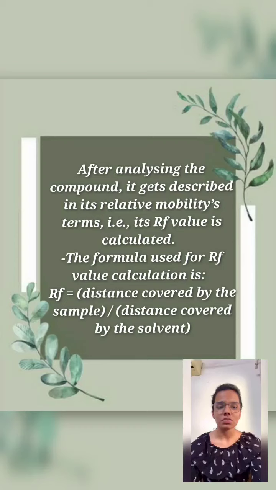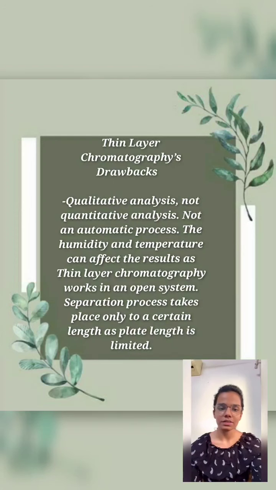This value changes for each compound even under the same circumstances. Usually, relative RF comes into use here because keeping all the TLC factors constant may not be possible. These aspects include adsorbent temperature, adsorbent thickness, spotted materials amount, and solvent system. The formula used for RF value calculation is RF is equal to distance covered by the sample divided by distance covered by the solvent. Finally, let's explore its drawbacks.